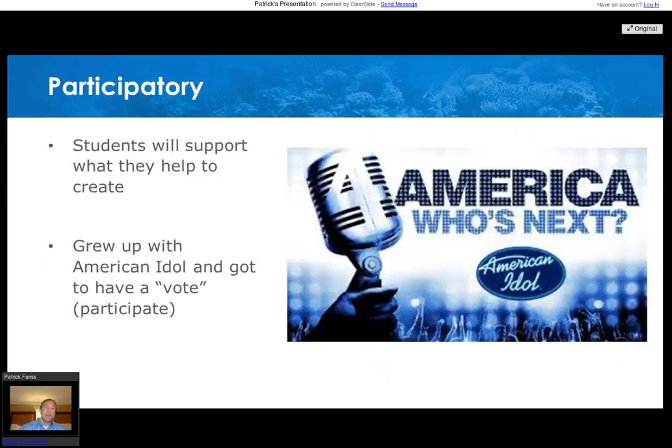They're participatory. Think about our students today. These are students that grew up with American Idol. They grew up with The Voice. They grew up being able to vote on things and really have a say. So students will support what they help to create. If we create a classroom and an environment where students can contribute and participate, they're more likely to be engaged.